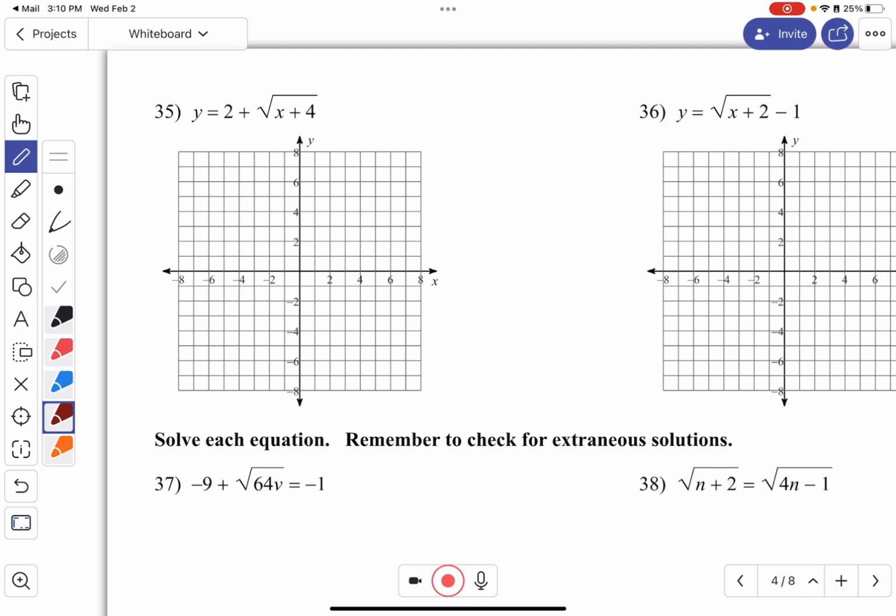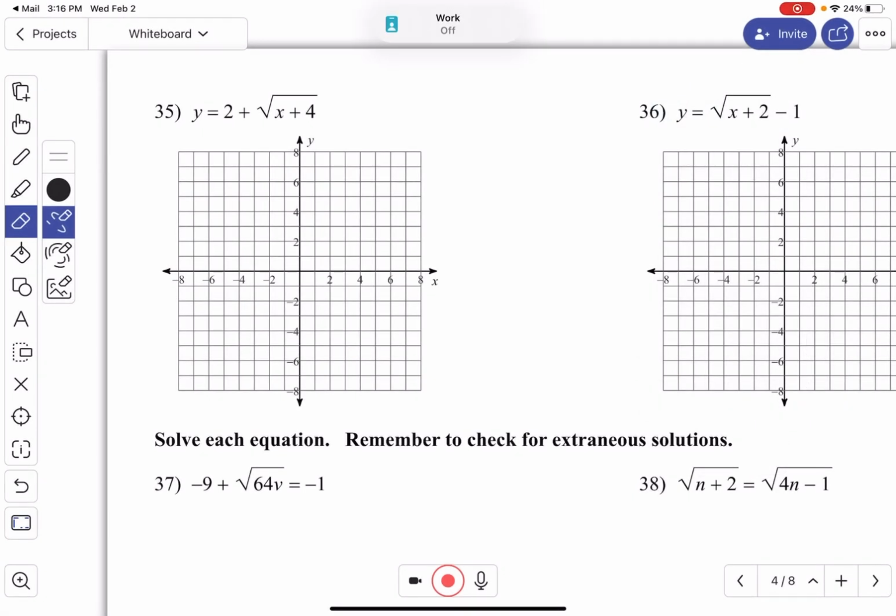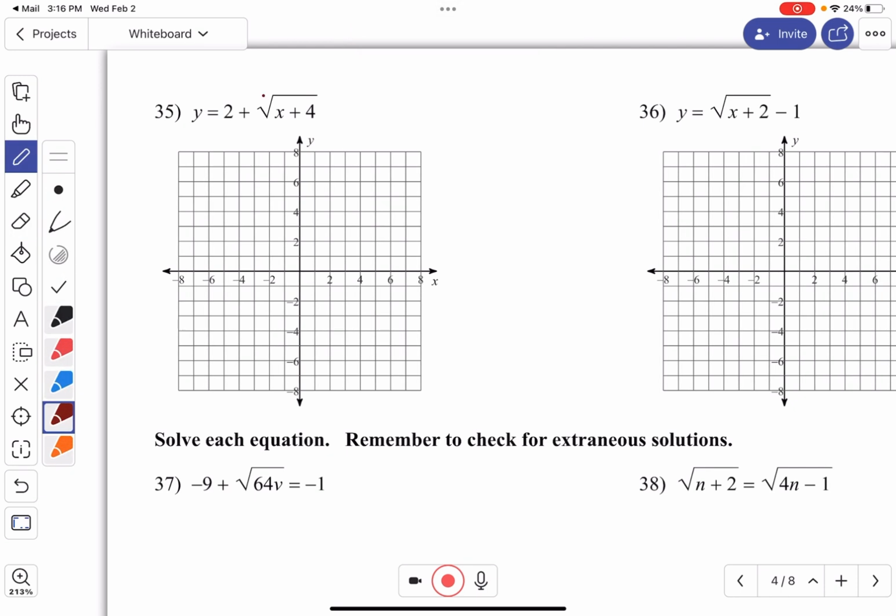Number 35. In 3, 2, 1. All right, number 35, same thing. We're going to graph it and find domain and range. So it's square root. It's not really in the form we like, so remember what we did with this is we just kind of rewrote it and put the plus 2 on the other side. So our starting point, opposite of what we see and what we see. So we're going left 4 up 2. Left 4 up 2, that's our starting point.